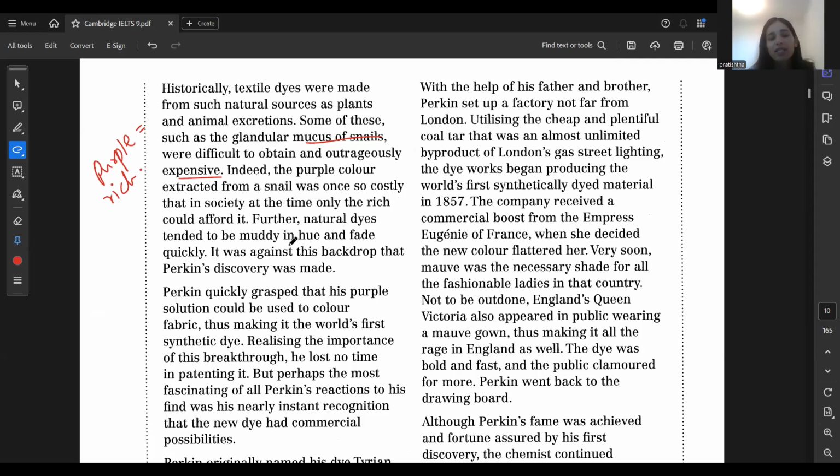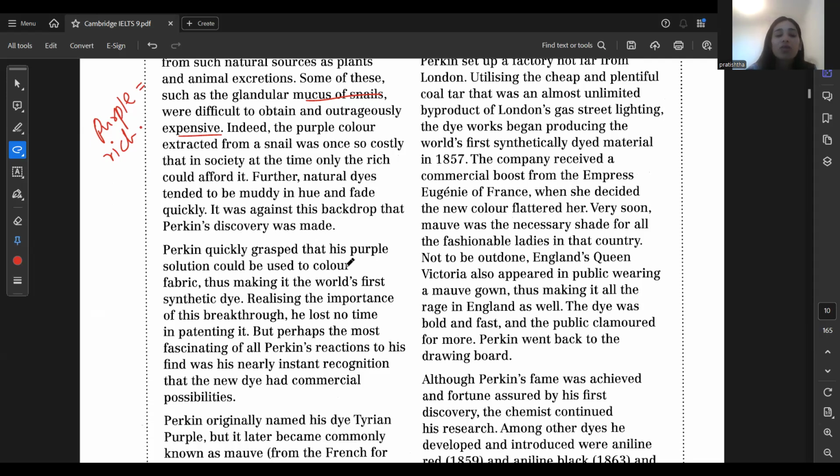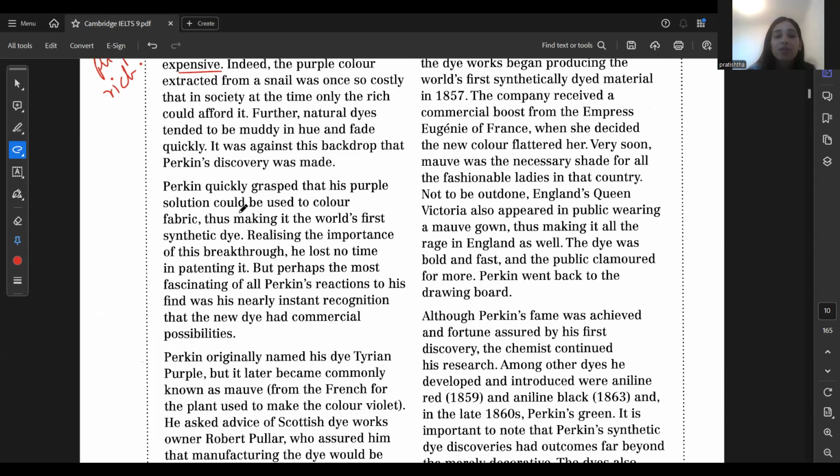Further, natural dyes tended to be muddy in hue and faded quickly. It was against this backdrop that Perkin's discovery was made. Perkin quickly grasped that his purple solution could be used to color fabric, thus making it the world's first synthetic dye. Right? So it was his first synthetic dye. So he discovered here.